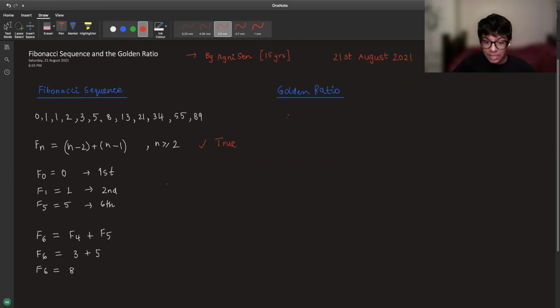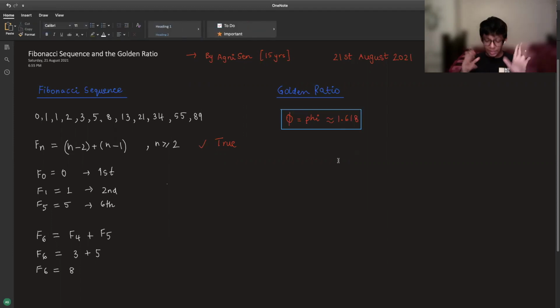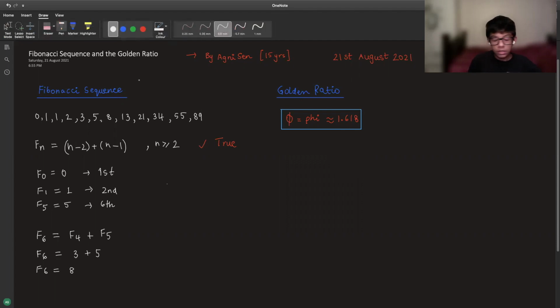Before we start, we can establish that the golden ratio is represented by the Greek letter phi, which is spelled P-H-I. This has an approximate value of 1.618. This is the establishing information about the golden ratio, but we still don't know what it really means. So let's dive deeper into this.